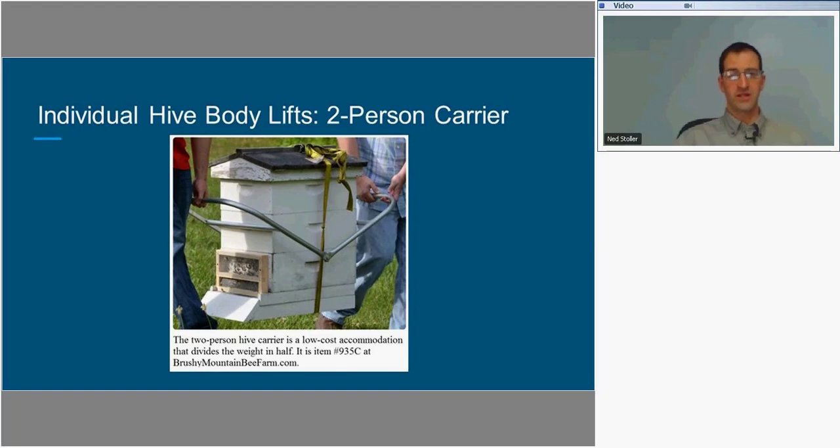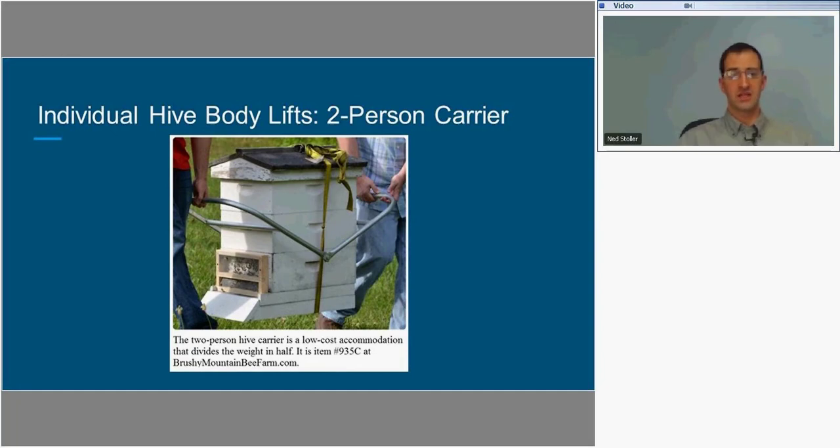If 2 people wanted to lift, they could separate this hive body or this hive at any level that they chose if they didn't have that strap on there. So whereas before we were talking about moving the whole hive, this unit here is less than $100. It's available at Brushy Mountain Bee Farms, and it's a pretty low cost accommodation.